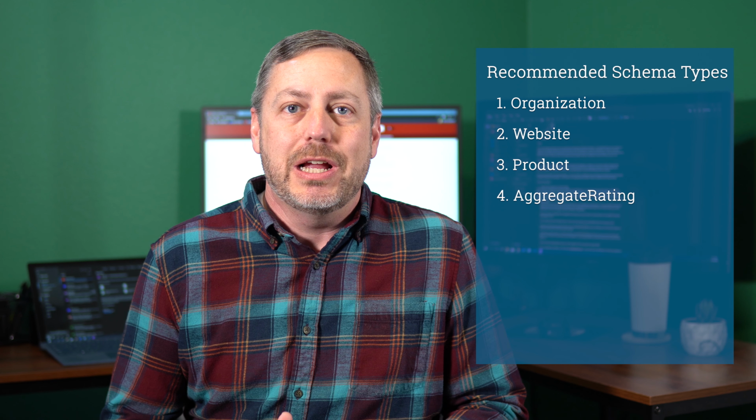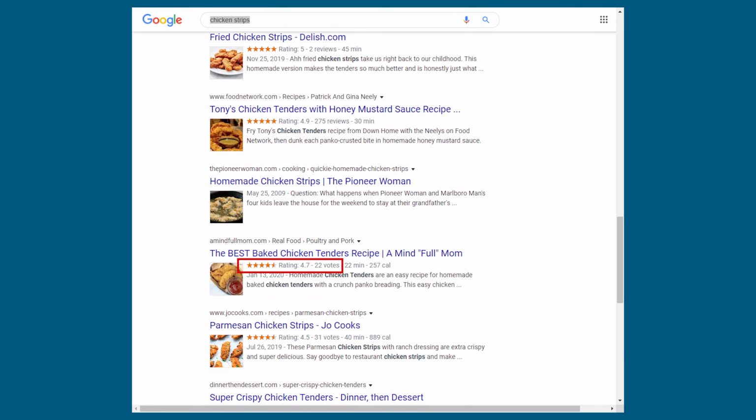The next type I would recommend is the aggregate rating type. This type can expose a review snippet in Google search results. The next type is blog posting. Including this type for each blog post can enhance your appearance in Google search results.